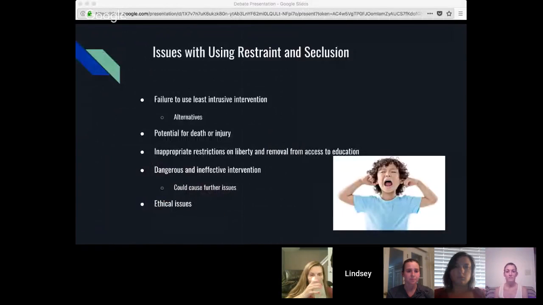the failure to use least intrusive intervention, we should be trying to find alternatives rather than using restrictive procedures. Some alternatives could be crisis de-escalation training. This would help train individuals to use alternative strategies rather than using restraint and seclusion. It would teach individuals to use the least amount of physical management possible for the situation.